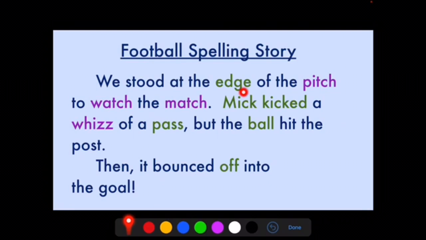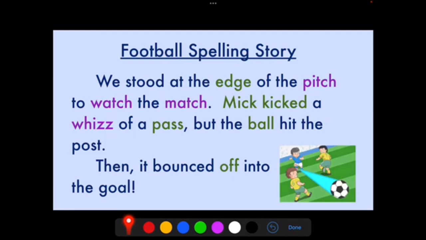We stood at the edge of the pitch to watch the match. Mick kicked a whiz of a pass, but the ball hit the post. Then it bounced off into the goal. Enjoy that story as a reminder.